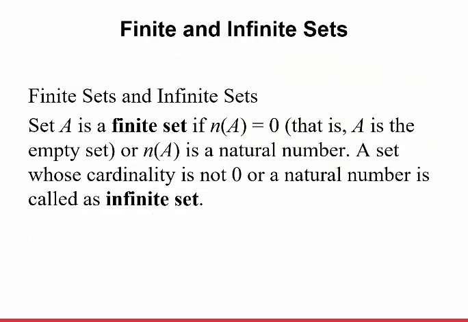I just want to talk now about finite sets and infinite sets. Set A is a finite set if the cardinality of set A is equal to 0, that is, set A is the empty set. Or another way is if n(A), the cardinality, is a natural number, a number like 1, 2, 3, 4, whatever. A set B whose cardinality is not 0 or not a natural number is called an infinite set.